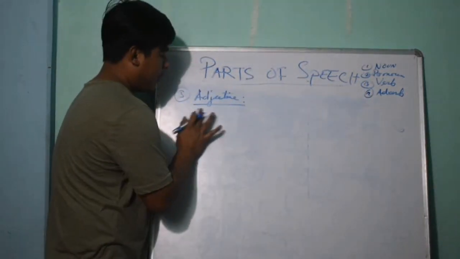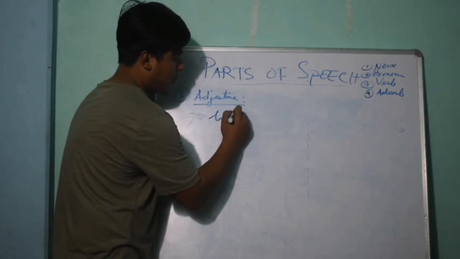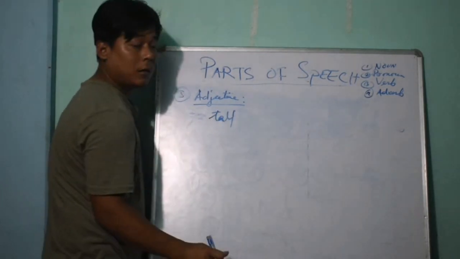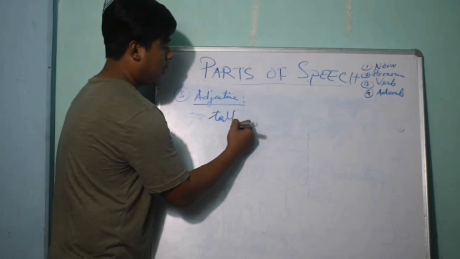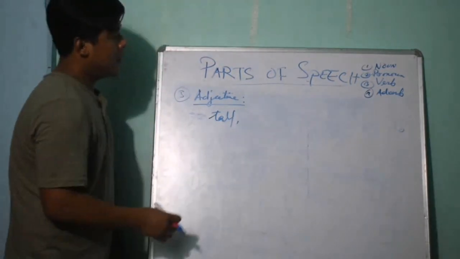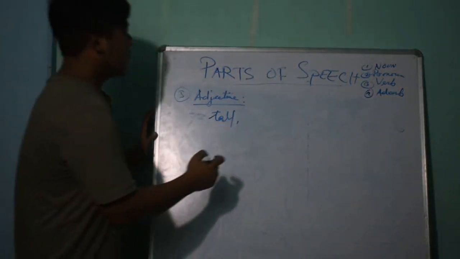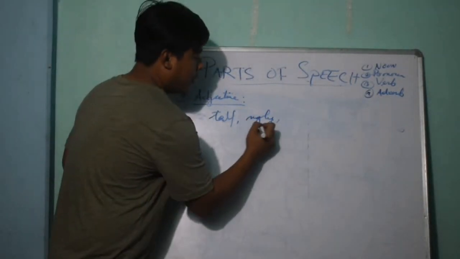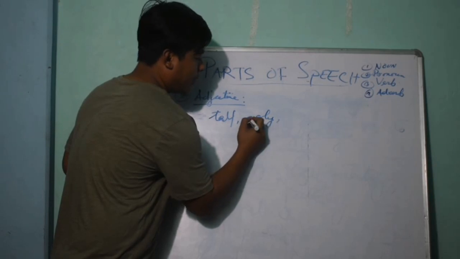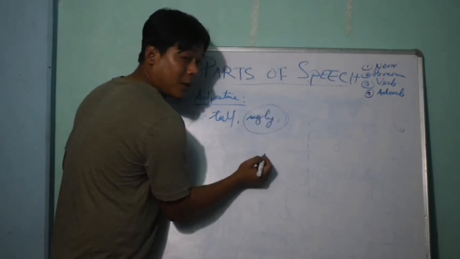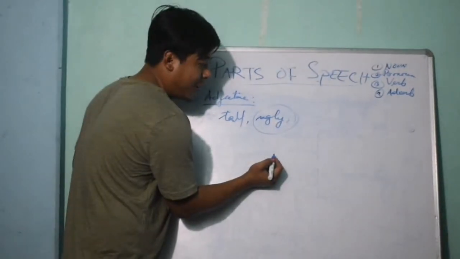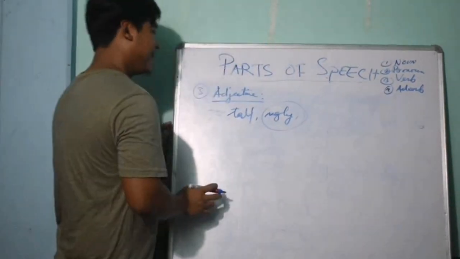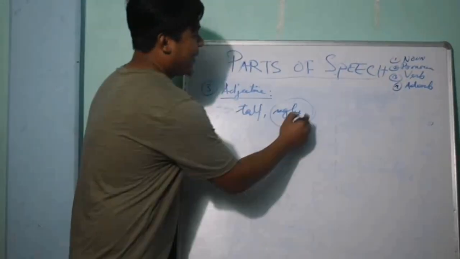Example would be like tall, T-A-L-L, tall, or ugly. Paul, shall I use you as an example with these words? Do you want to be used as an example, Mr. Paul, with this word ugly? I will not, don't worry.